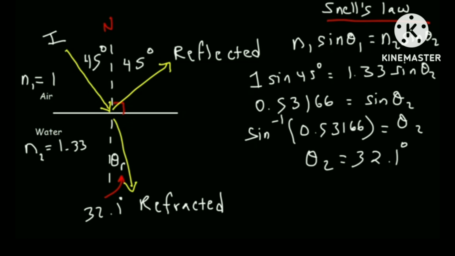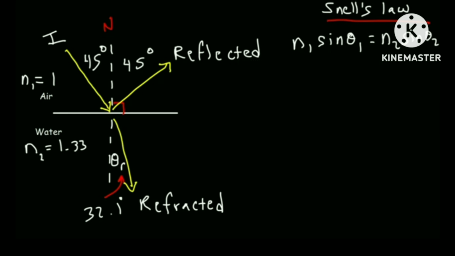Now, another interesting fact that you want to know for this topic is the speed of light. The speed of light is not always 3 times 10 to the 8 meters per second. In fact, it changes based on the material that it is traveling in. This is the speed of light in a vacuum.